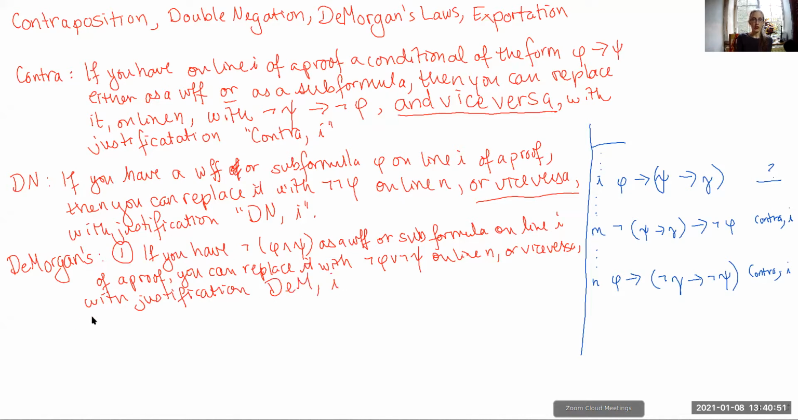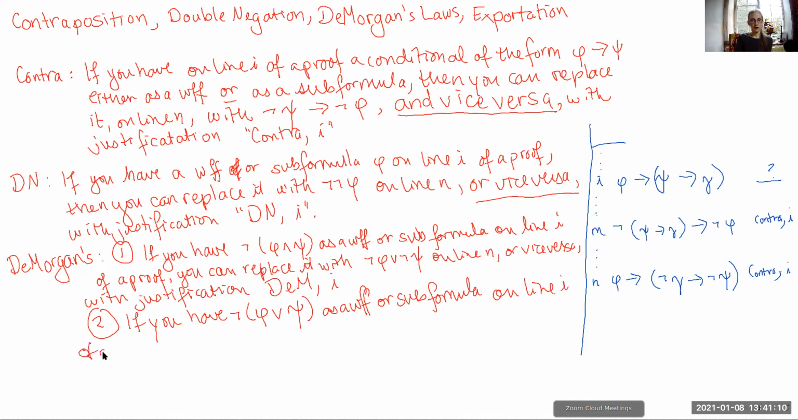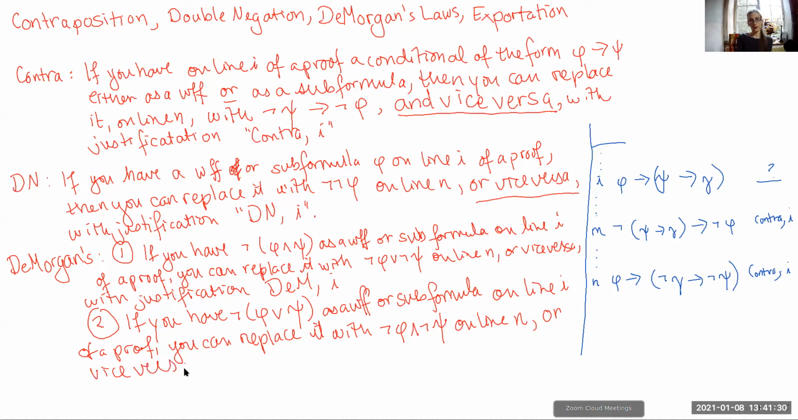DeMorgan's line I. And the second version says if you have not phi or psi as a wff or subformula on line I of a proof, you can replace it with not phi and not psi on line N, or vice versa, with justification, DeMorgan's line I.